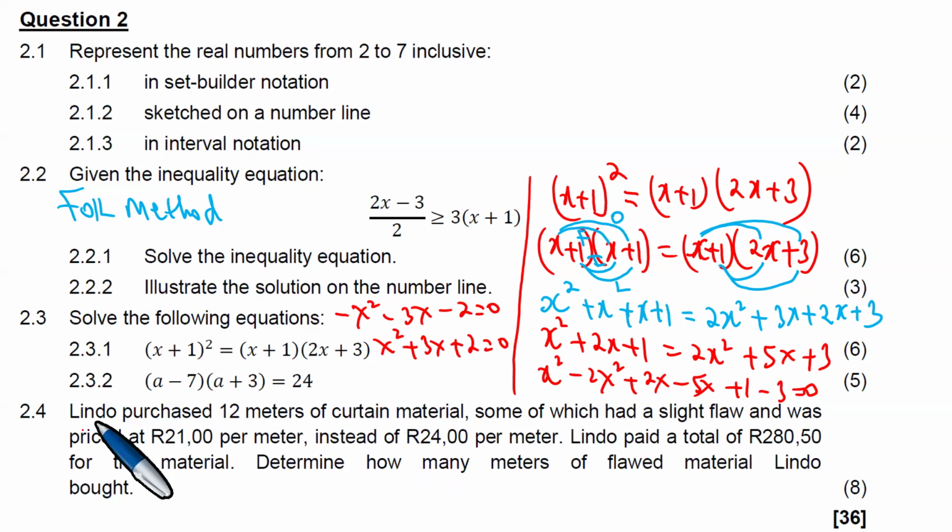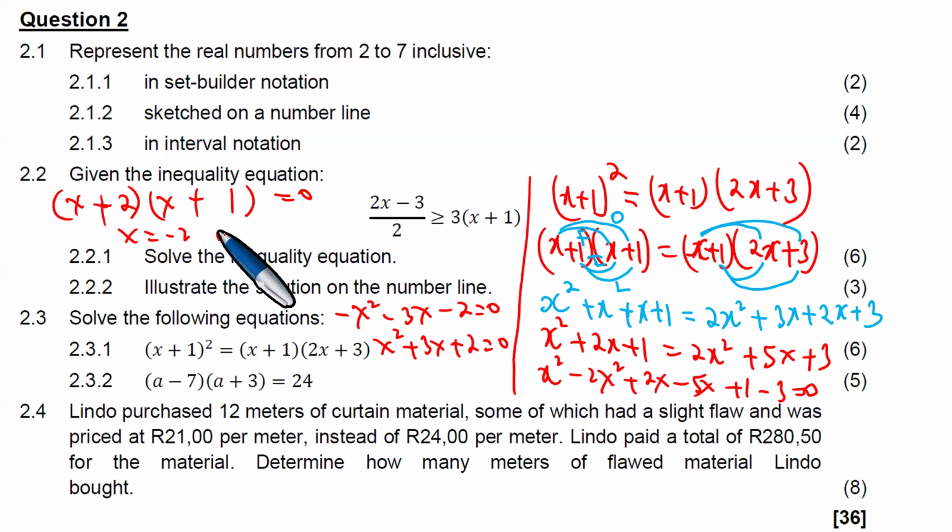Okay, so what do we do now? Because we want to solve for x. So we need to factorize this. What are the factors of x squared? So now x equals minus 2, x equals minus 1. So that sort of becomes the answer.